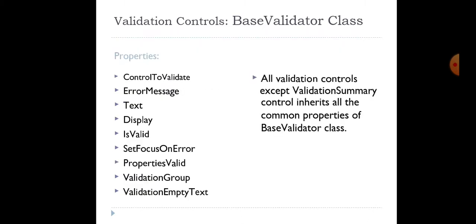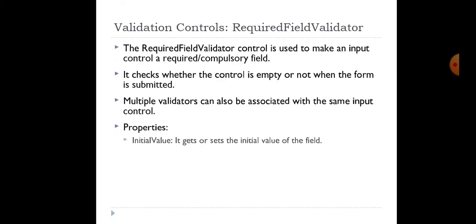Next, the base validator class consists of certain properties. Control to validate is common for all validation controls. Control to validate, error message, text, display, is valid, set focus on error, validation group, validation empty text. All the validation controls, except the validation summary, must inherit all the common properties of the base validator class. The validation summary control does not inherit the common properties of the base validator class.